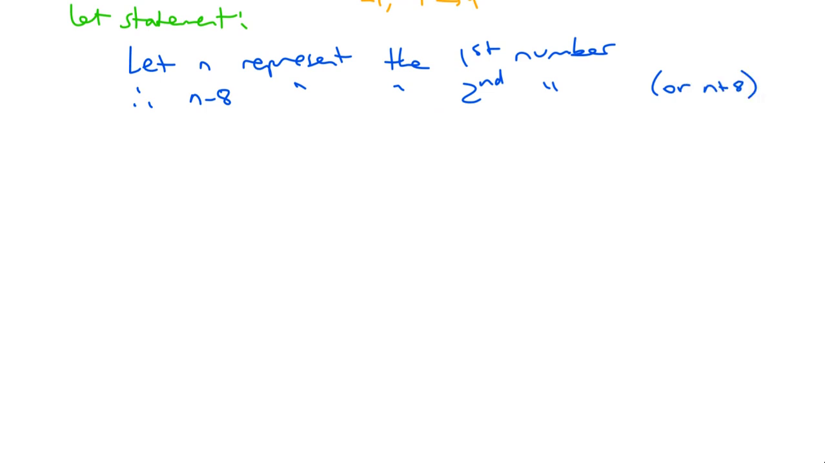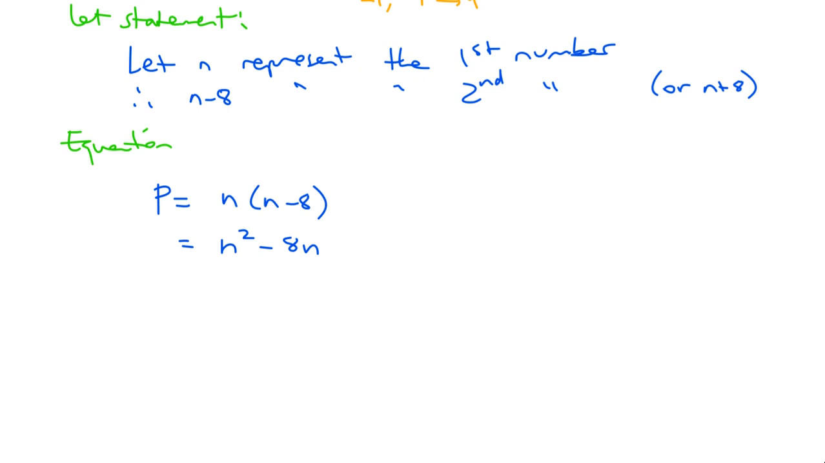Next thing I need is the equation. It says the product is going to be a minimum, so I need this product. Product is what you get when you multiply the two numbers: n times n minus 8. If I expand this, I get n squared minus 8n.